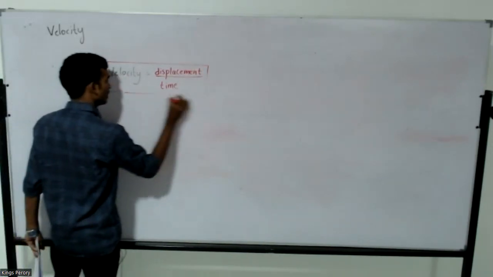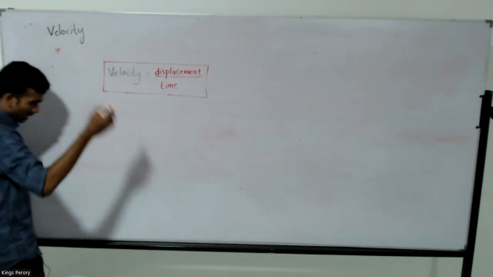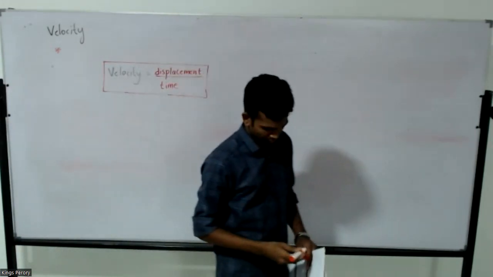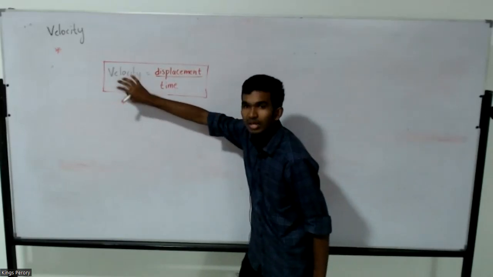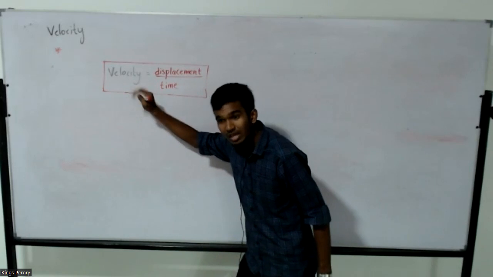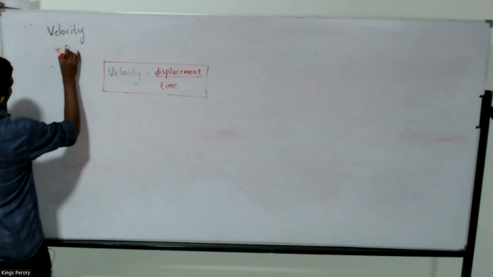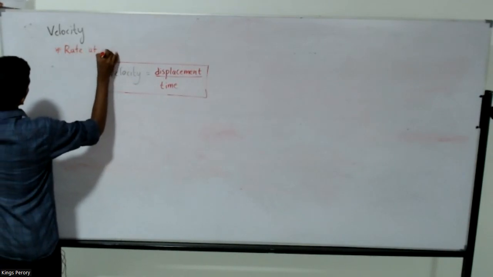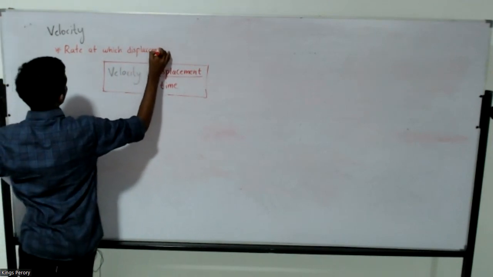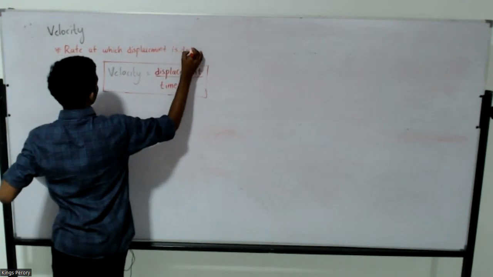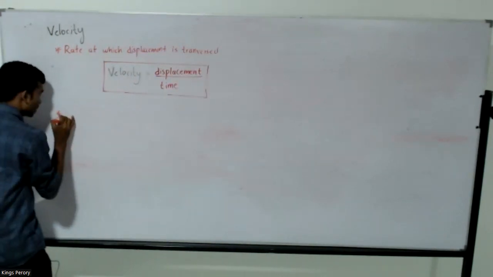Then tell me first of all the definition of speed. The first definition of speed was the rate at which distance is transversed. So what is the definition of velocity? Rate at which what is transversed? Displacement. The definition of velocity is the rate at which displacement is transversed.